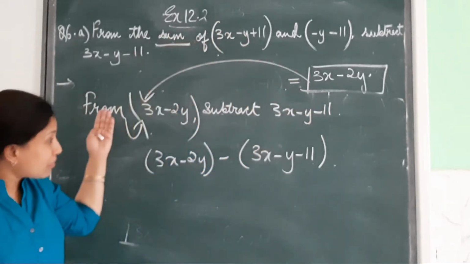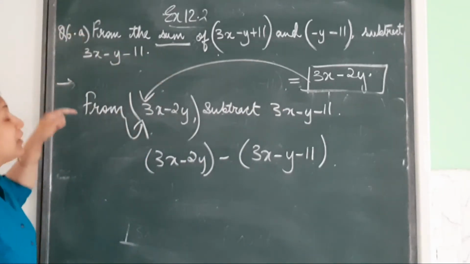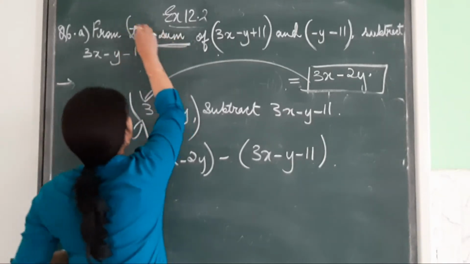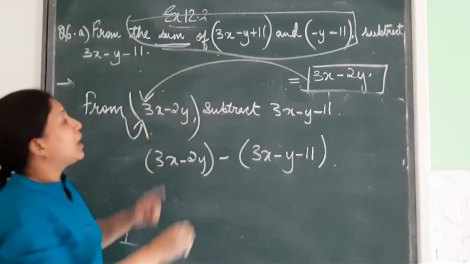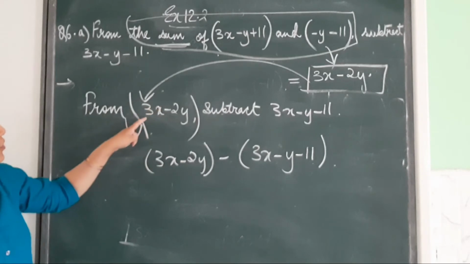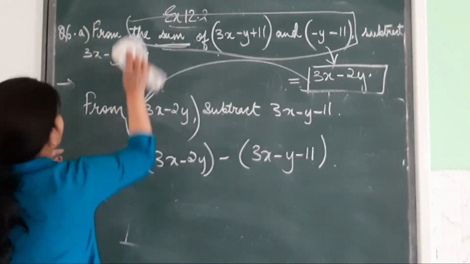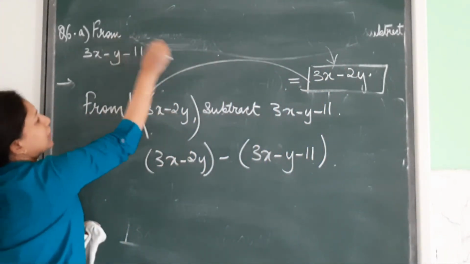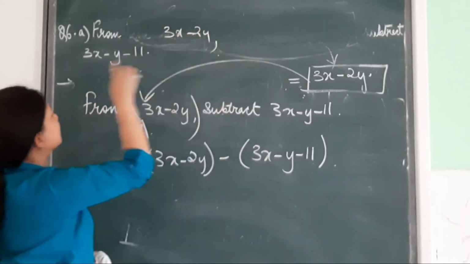In the next step, after adding and getting the result, I have intentionally written this "from". You copy this "from". But instead of "from the sum of this", I am writing the result that I got here. I got 3x minus 2y. Understood? "From", and this whole story I am removing, because I have added. So from the sum of, I am just putting this here: 3x minus 2y. Subtract this.